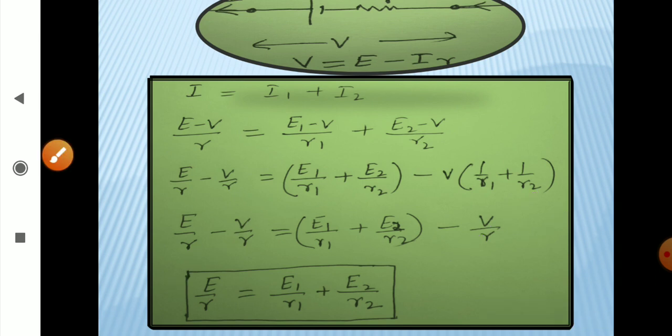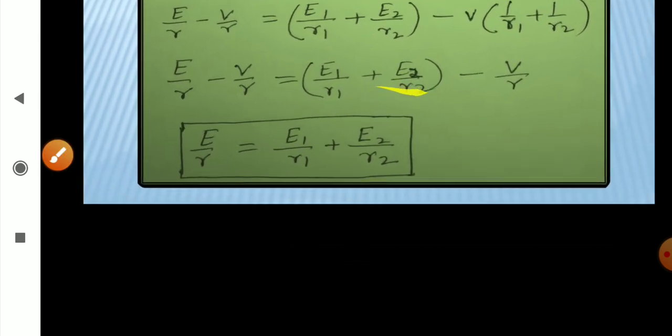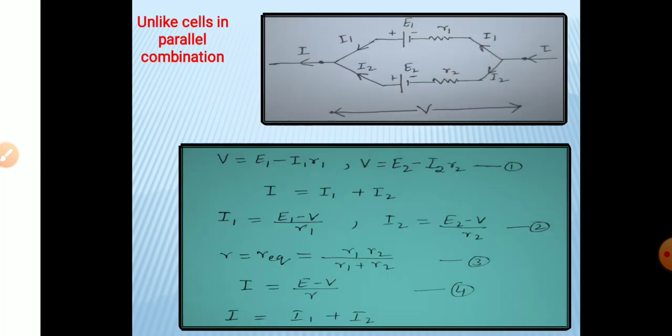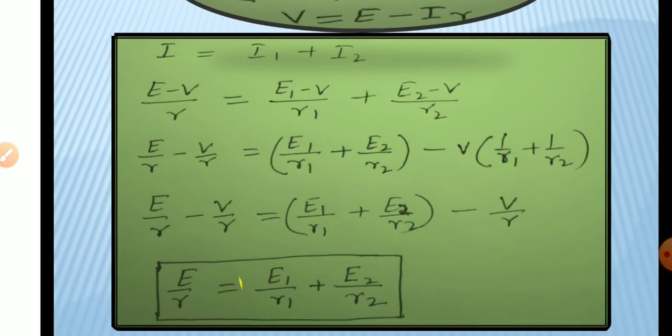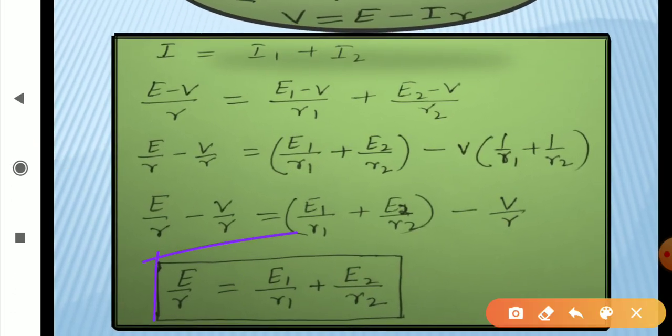So the relation is a very important relation. E upon R is equal to E1 upon R1 plus E2 upon R2. Now if you have more number of cells, then you can have E3 upon R3 plus so on. For n cells, En upon Rn.